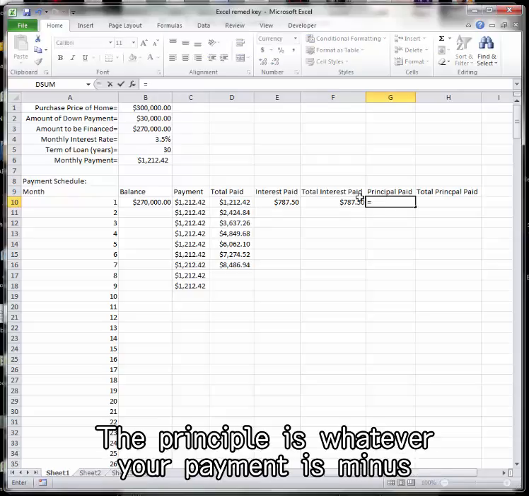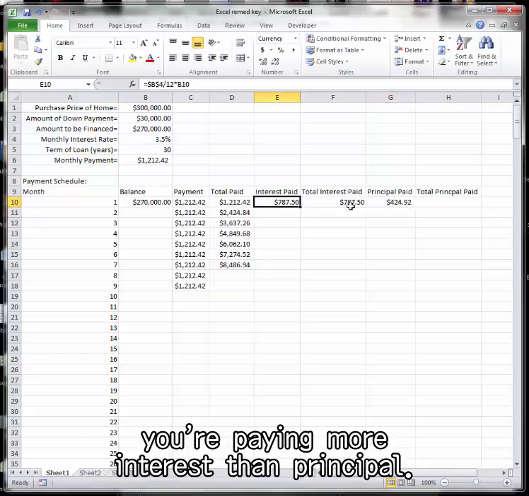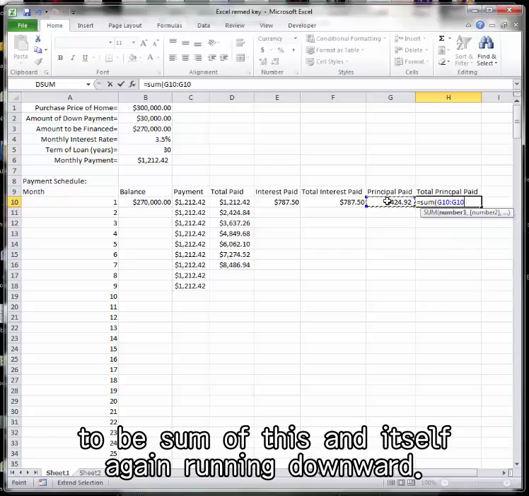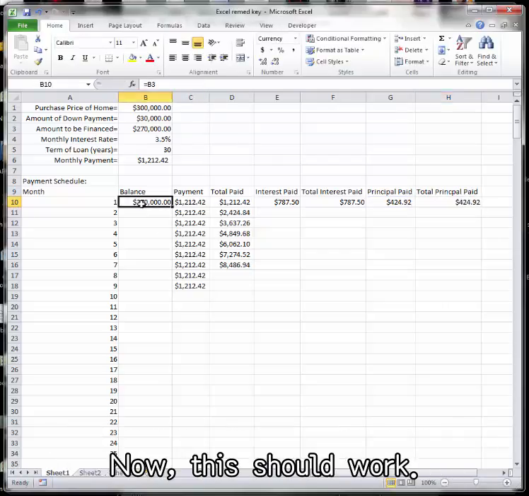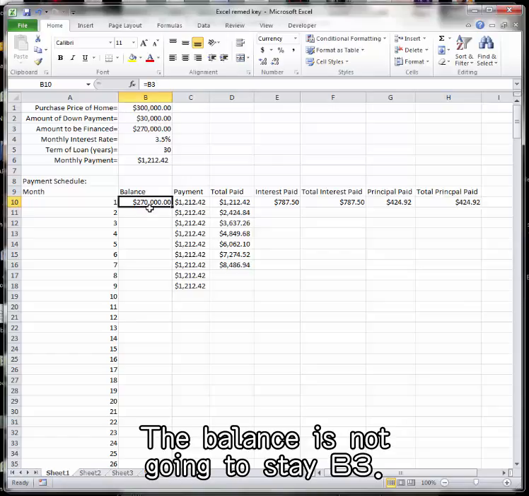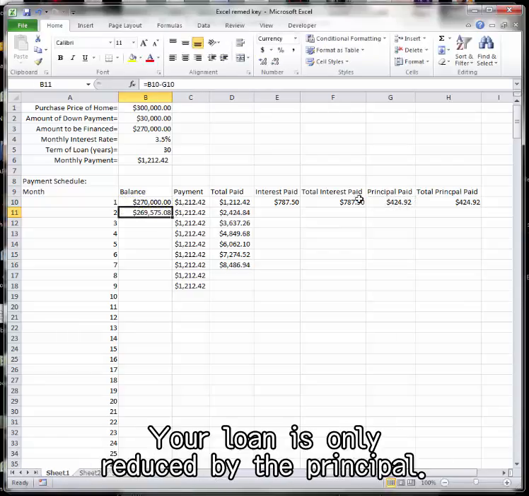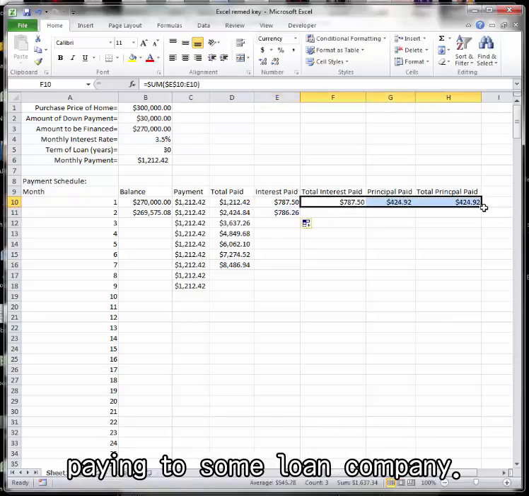What's the principal paid? The principal is whatever your payment is minus how much interest you paid for that month. So early on in a payment like this, you're paying more interest than principal. And the total principal paid is going to be sum of this and itself again running downward. So I freeze the G10 with an F4, and that makes it move down. Now this should work. Let's see, the balance is not going to stay B3. So the new balance is going to be the old balance minus whatever principal we paid. Your loan is only reduced by the principal. The interest is just money down the hole, kind of. You're paying to some loan company.